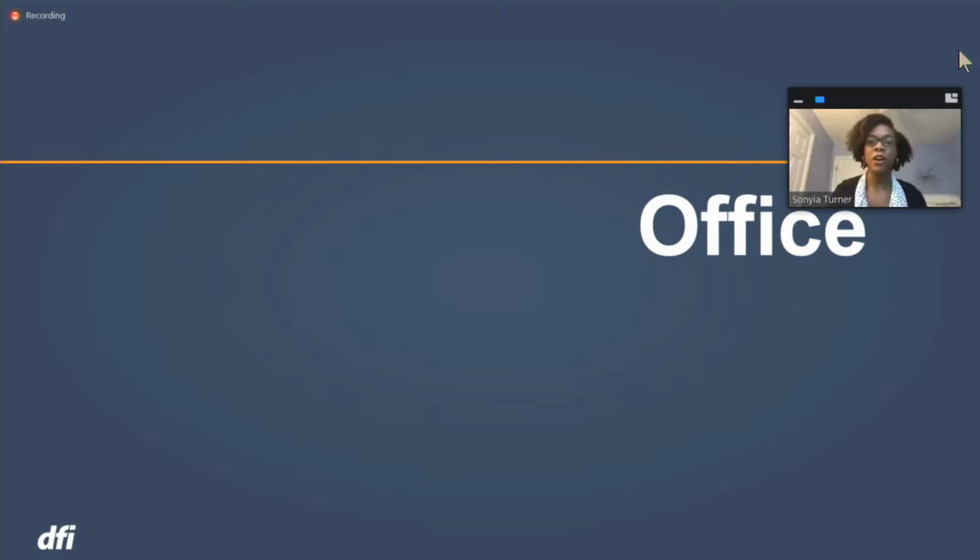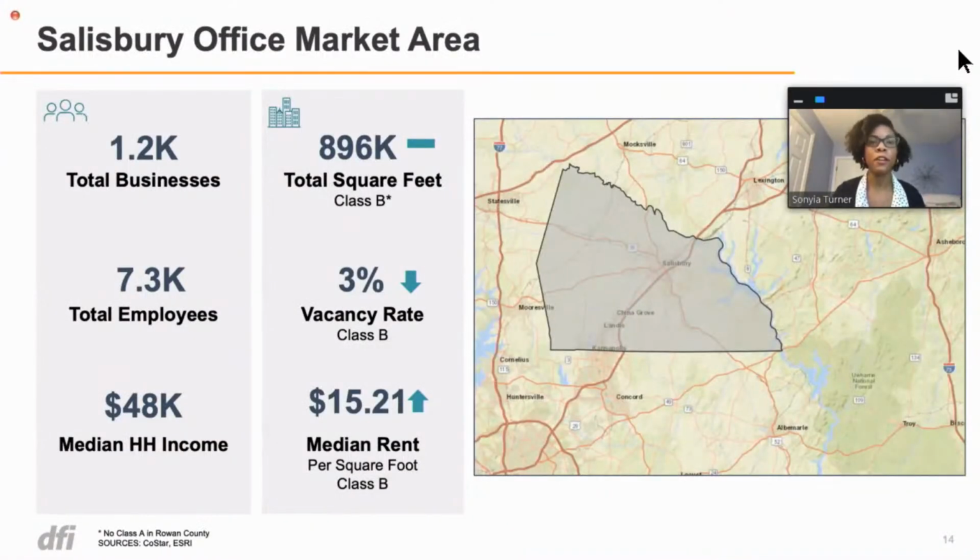So I'm going to dive into the office analysis that we've conducted. We start with the market area, and for the office analysis, we looked at Rowan County. The market area is defined typically through CoStar or other programs that we utilize, but it helps give us an idea to understand what's happening as far as trends with businesses and employees and vacancy and rents. And so in the Salisbury office market, there's 1,200 total businesses, and this again is Rowan County.